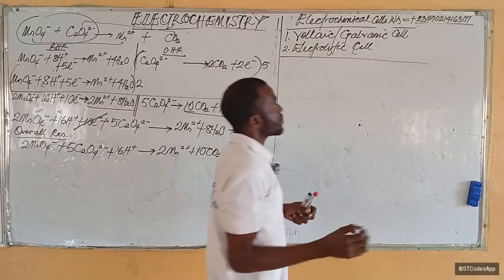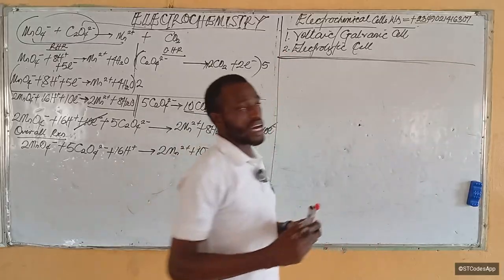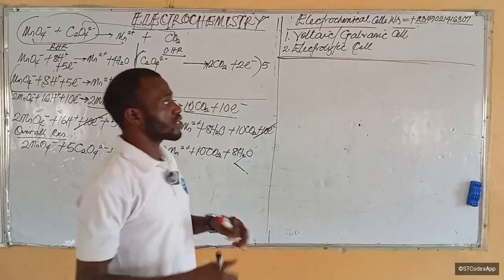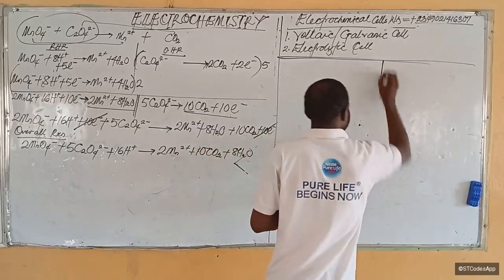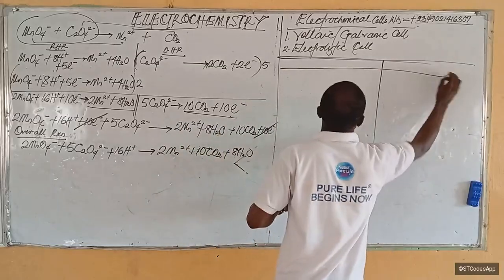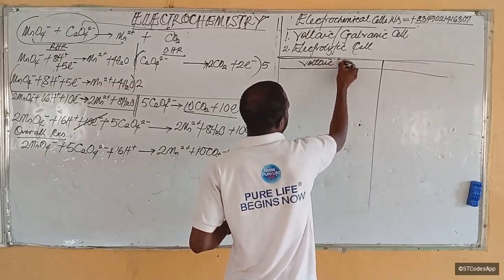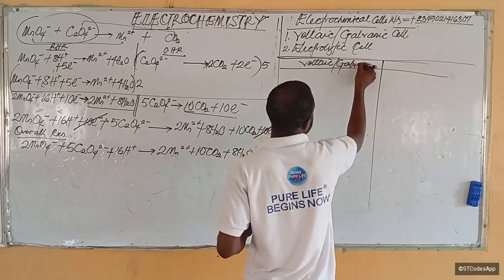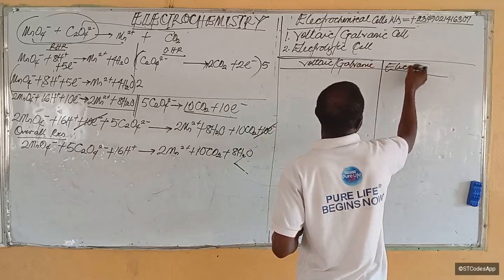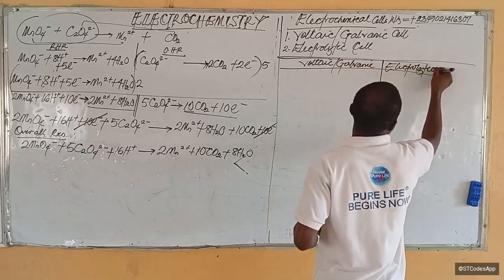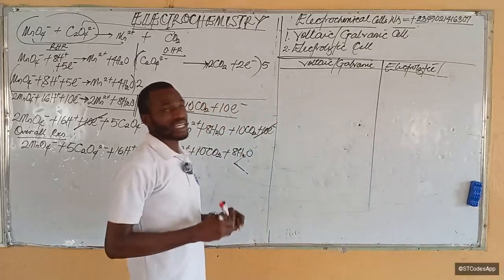Now, first, I'd like to teach you the voltaic or galvanic cell. But the first thing I want to do is to differentiate between them for you quickly. It will help you to have a good foundation. Now, for voltaic or galvanic cell, then electrolytic cell. What's the difference between a voltaic and a galvanic cell?